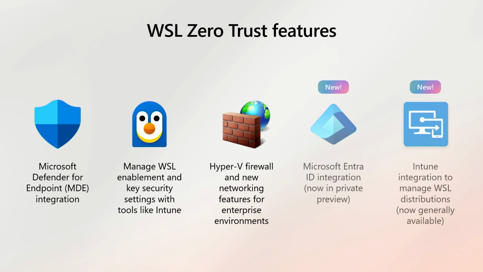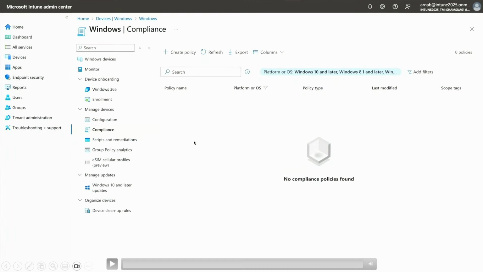And we want to talk about 2 new announcements today to this set of features. The first is Microsoft Entra ID integration. So WSL is integrating with Entra ID to make it easier to manage authentication between Linux and Windows. And the second is Intune integration to manage WSL distributions. So let's jump into a recorded demo of that. Since we're going to be working with machine compliance, we decided to pre-record this one.